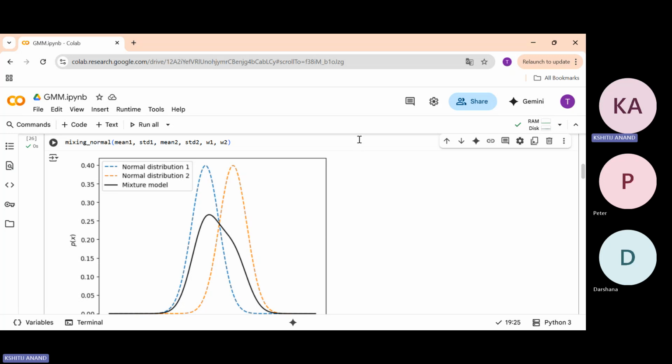No doubt? Notes. Okay, let me share that screen.